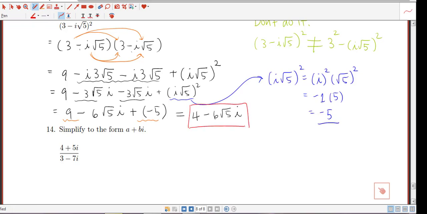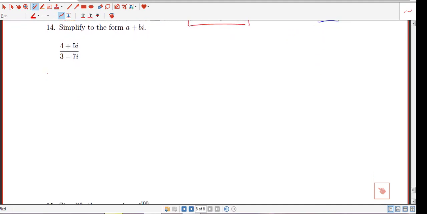Okay, all right, now let's look at, we're almost home, you guys, hang in there. Okay, number 14, simplify to the form a plus bi. Now this looks a little bit different than the previous example. Now the trick is this: when you're going to have to simplify this, you're going to have to multiply the top and the bottom of the expression by the conjugate of the denominator. So let me just put the parentheses here before I forget. So here you're going to have to multiply by 3 plus 7i.